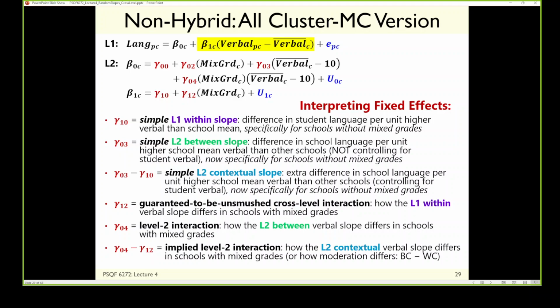Okay, general principles. Within plus contextual equals between. Between minus within is contextual. And if you're in a constant centered level 1 model, whatever you do to that, you've got to do to the level 2 part too. Those are your rules.